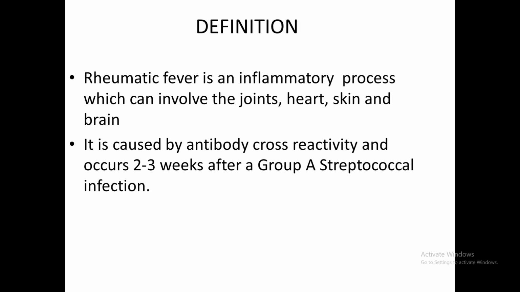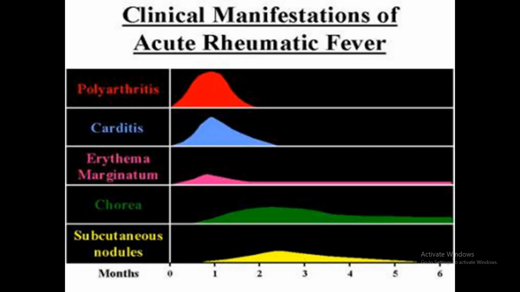Also they are acting on the synovium of the joints. Even the other serous membranes can be involved because of the cross reactivity. And these are the clinical manifestations of acute rheumatic fever.